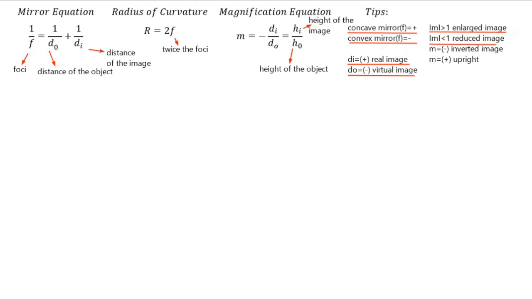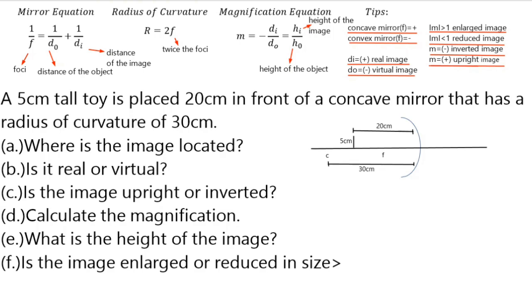If the absolute value of magnification is greater than 1, then it's an enlarged image. If the absolute value of m is less than 1, it is a reduced image. If the magnification is negative, then it is an inverted image. And if it's positive, it is an upright image. Now let's consider this practice problem.